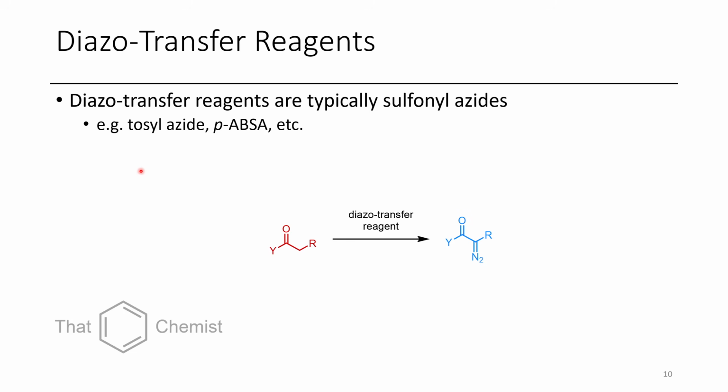So Diazo-Transfer Reagents. These are probably the most common way to synthesize diazo groups in the modern day and age. The main ones would be like Tosyl azide, the para-acetamide analog of Tosyl azide, and there's many other sulfonyl azide containing Diazo-Transfer Reagents. There's also some other ones such as ADT, which kind of looks like melamine. There's just certain types of azides that are really good at this transformation. But overwhelmingly, Tosyl azide is the most used, although you will see other ones used occasionally.